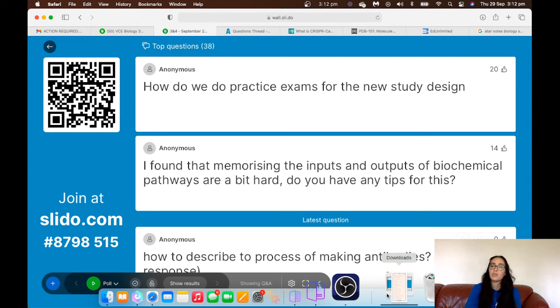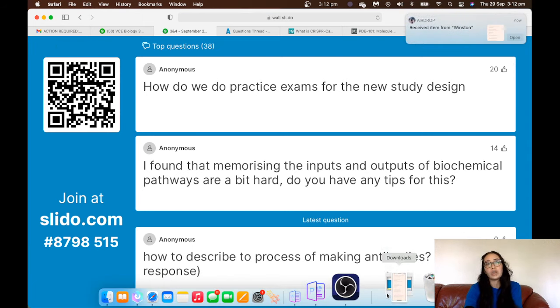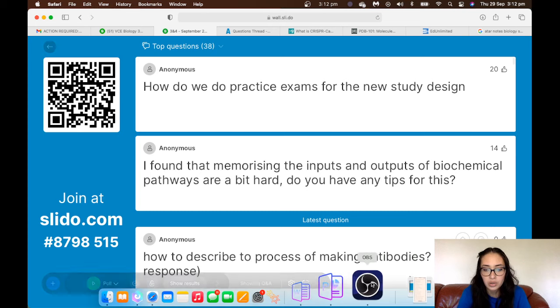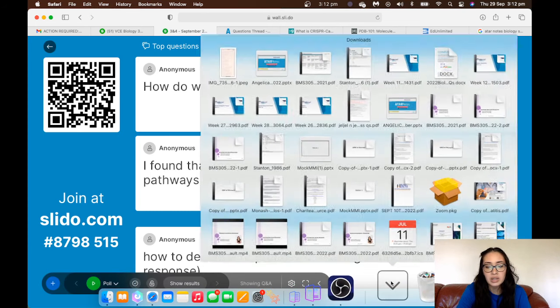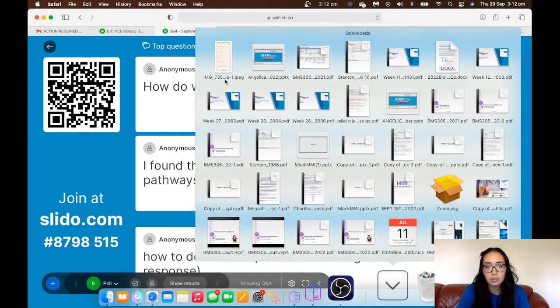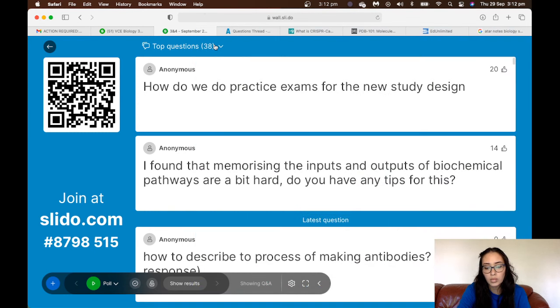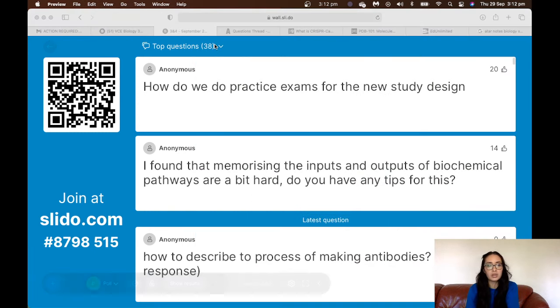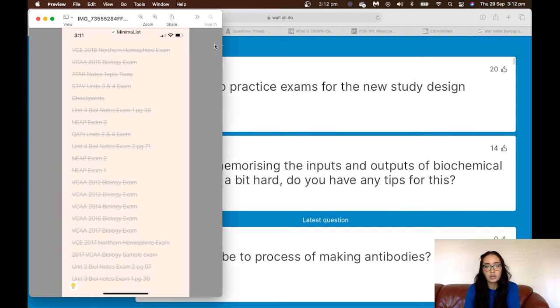So the exams I used were VCAA, QUOTS, NEAP, ATAR Notes, those A Plus Bio Notes ones, STAV, Checkpoints. I didn't really like Checkpoints, so I wouldn't really bother using it very much. But I just tried to find as many exams as I could. There were also Northern Hemisphere exams. So many people don't know what that is, but I'll just try and show you in a second. So these are all the exams I used. And I did 20 of them.